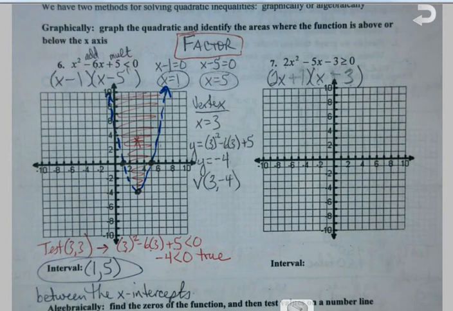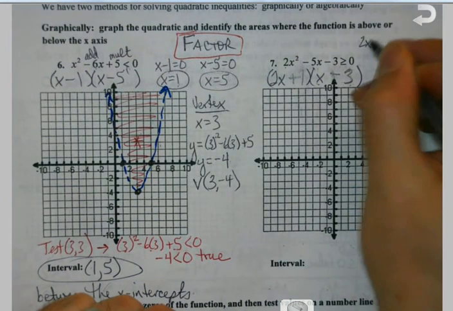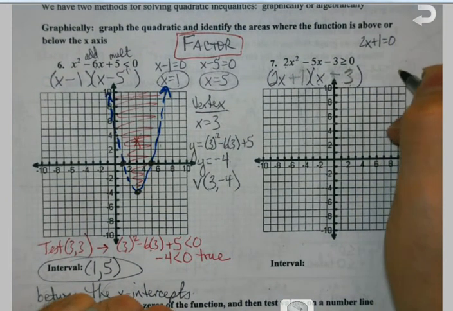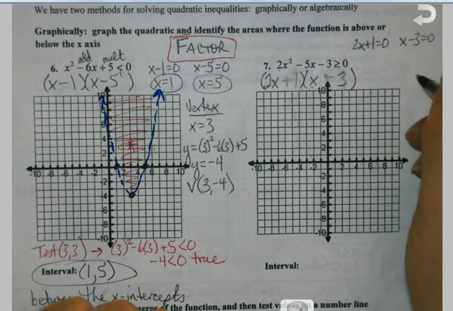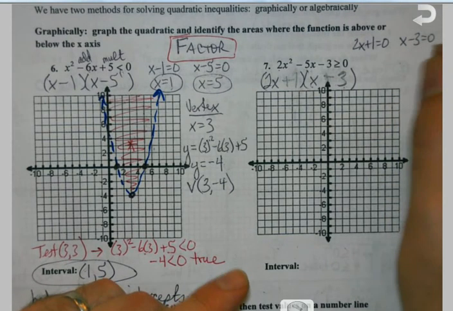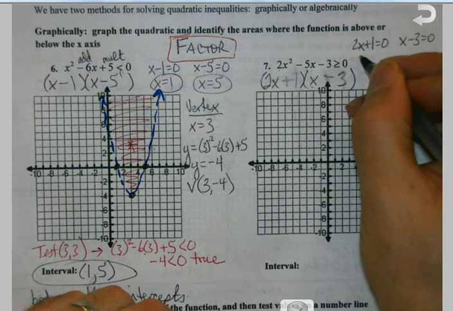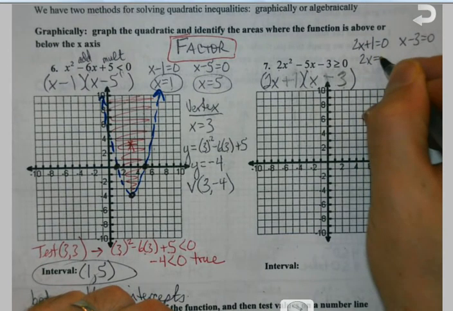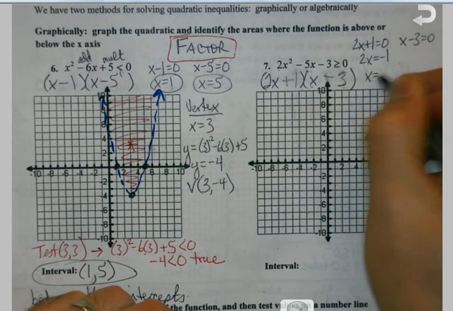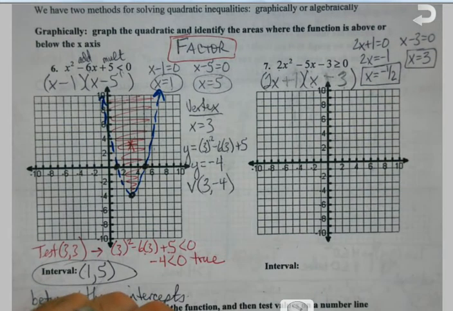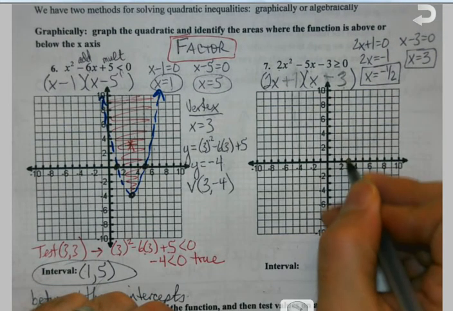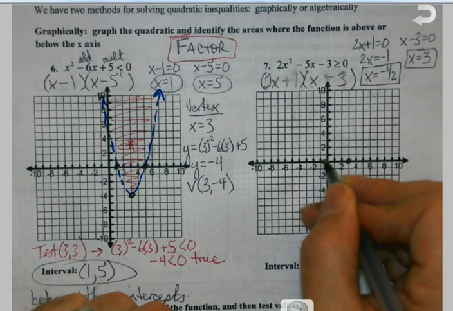So I'm going to take each of those factors and set them equal to 0. And I'm going to solve each of these, and they're going to give me my x-intercepts. So I'll minus the 1 and divide by 2. Ooh, fractional intercepts, lovely. Add the 3 over. So I'm at 3, and I'm at -1/2.